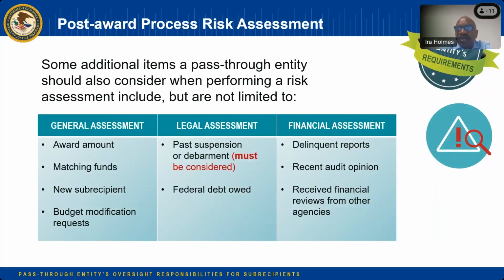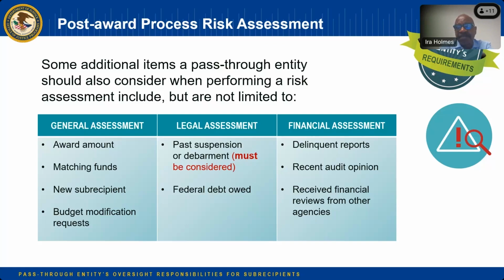Some additional things to consider when doing a risk assessment on a subrecipient. Obviously, the award amount. Does the award have a matching fund requirement? Is this a new subrecipient? And any budget modification requests that are made. Now, these are a good idea. One thing I would say per Uniform Guidance, you should do a legal assessment. And any past suspension or debarment, remember SAM.gov will give you this information, must be considered.